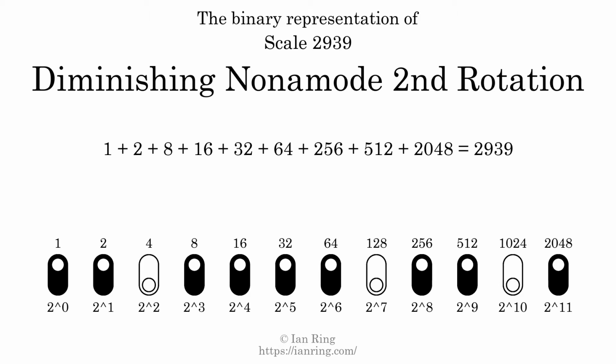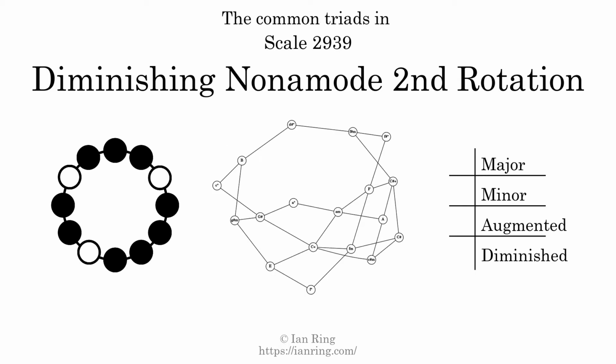2939. The scale number not only enumerates the scale with a unique index, but it also literally describes the tonal content of the scale. Represented as a binary number in base 2, the scale number is 101101111011. Here are the common triads present in this scale.